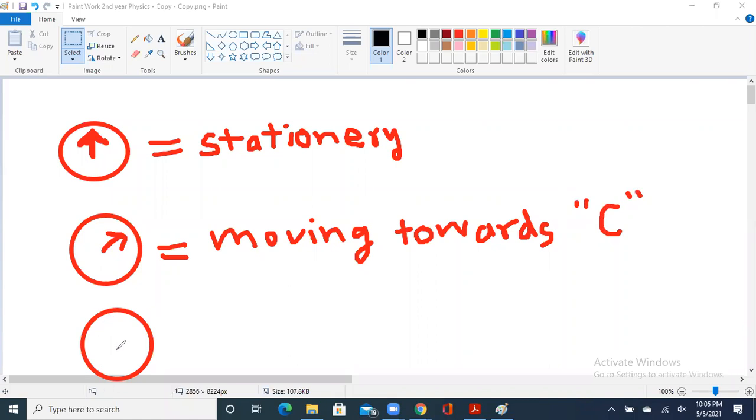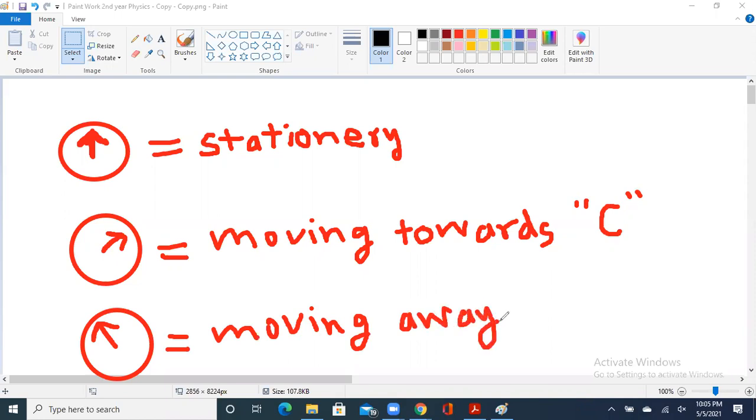And next situation is when it is moving away from the coil, then the arrow's direction is left upwards. This shows moving away. This happens when the bar magnet is moving away from C. C means coil. So these are three main situations. I hope you can understand.